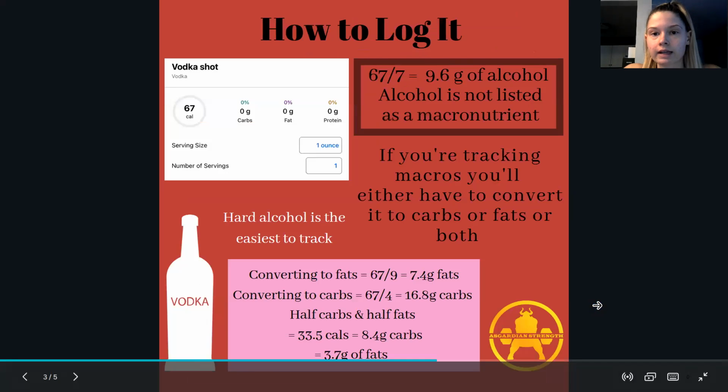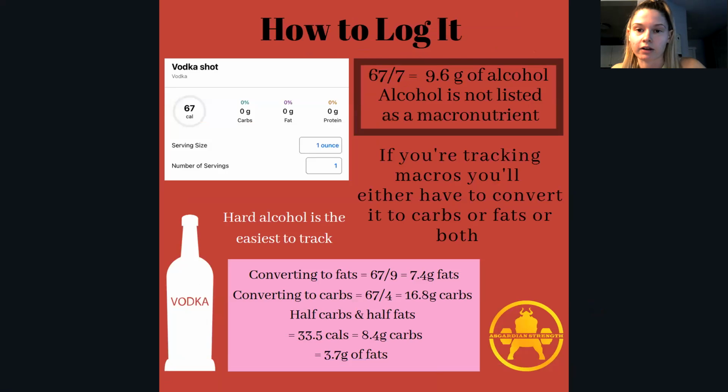So in order to track it, or how we're going to log it, is looking at a shot of vodka. So there's 67 calories. There isn't any carbs, fats, or protein listed. So what we're going to do, this is the long route, just to show you how many grams of alcohol there is in there, is take 67 calories and divide it by 7. So that leaves us with 9.6 grams of alcohol.